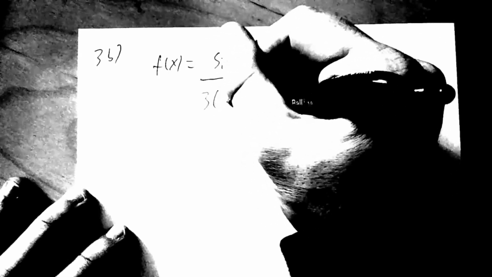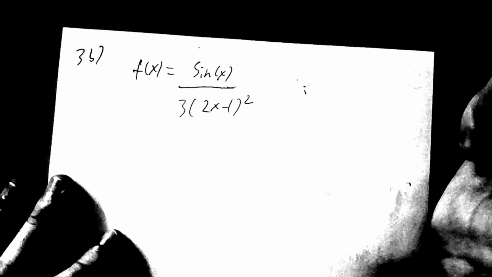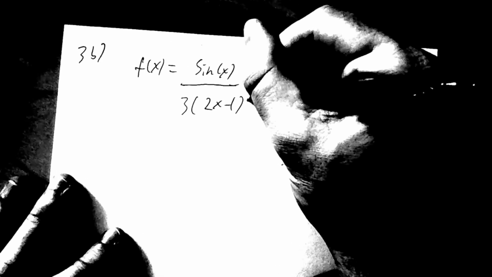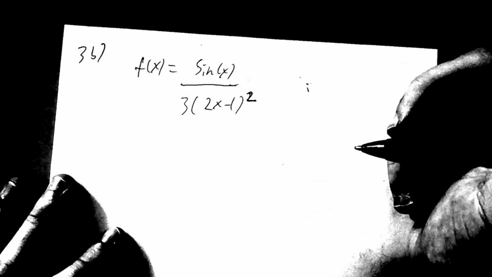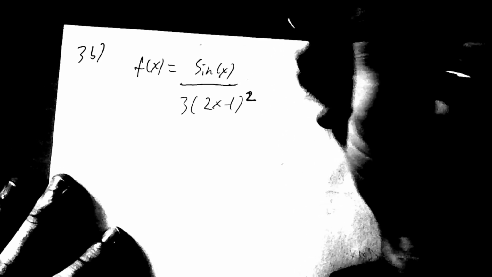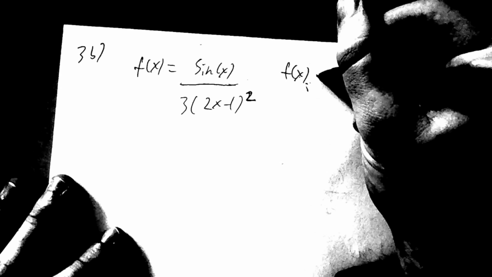3b. Yeah, 3b is similar. It's a mixed one. It's got some chain rule in there. So we have f of x equals sine x over 3 times (2x minus 1) squared. Guys, if you are following along with this at this point, you should just do this, because this is just like the previous problem. There's no reason that you need to watch me do it.